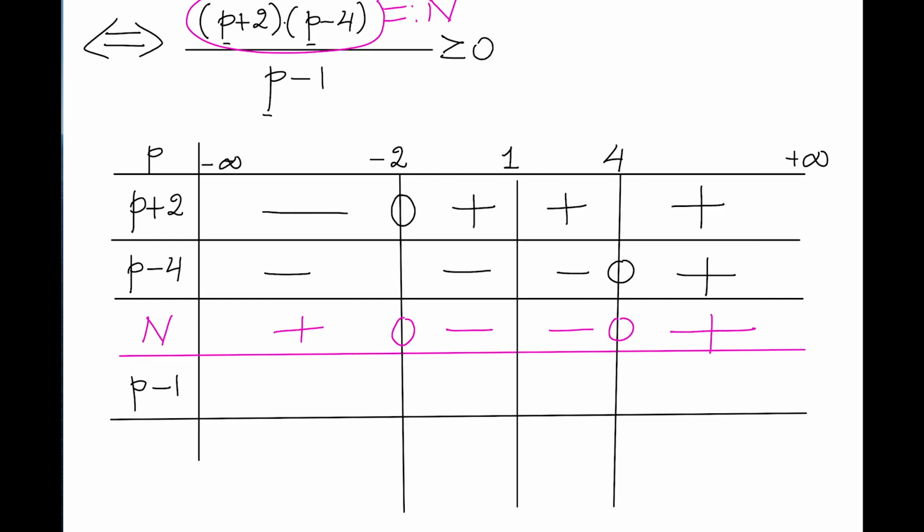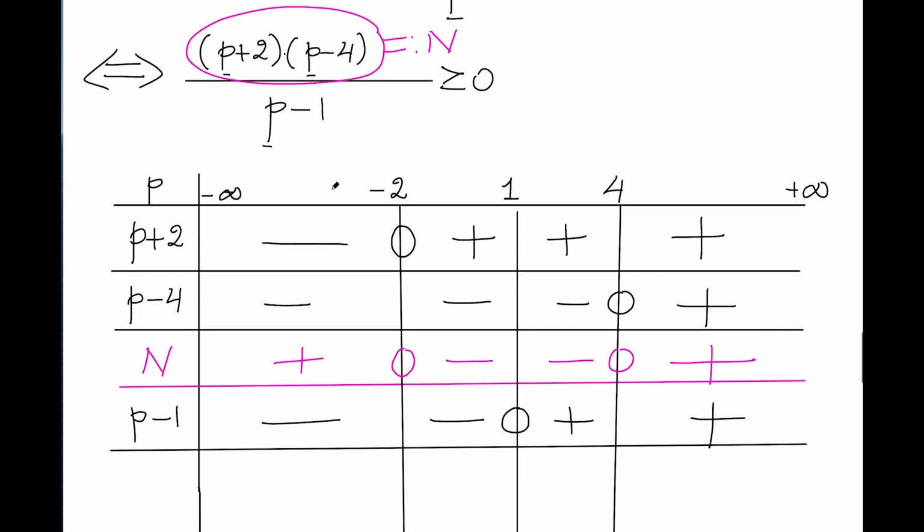Moving on to the denominator, which is p minus 1. Well, p minus 1 vanishes at 1. Before that, it's going to be minus, and after that, it's going to be plus. And now let's take a look at the whole quotient. Let me call this whole thing q. So what's q? Q is the quotient n divided by p minus 1. So I'm going to write here q. This is the information about q, and this is what I want. I want q to be 0 or more.